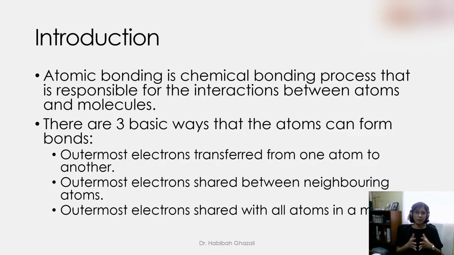There are three basic ways that atoms can form bonds. The outermost valence electron can be transferred from one atom to the other, or they can share the valence electrons between neighboring atoms, or the outermost electrons can delocalize from their energy level and be shared with all the atoms in the material. So those are the three basic ways atoms can form a bond.